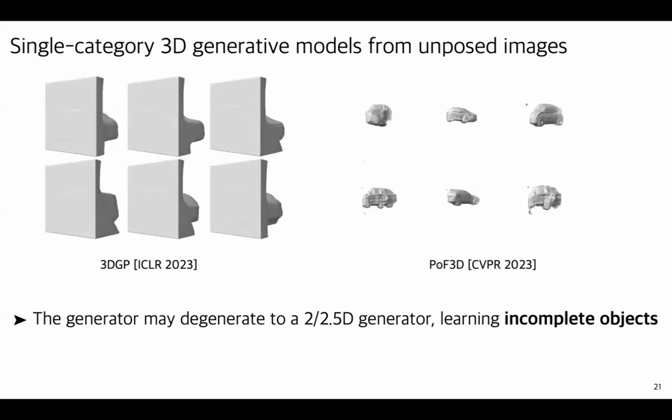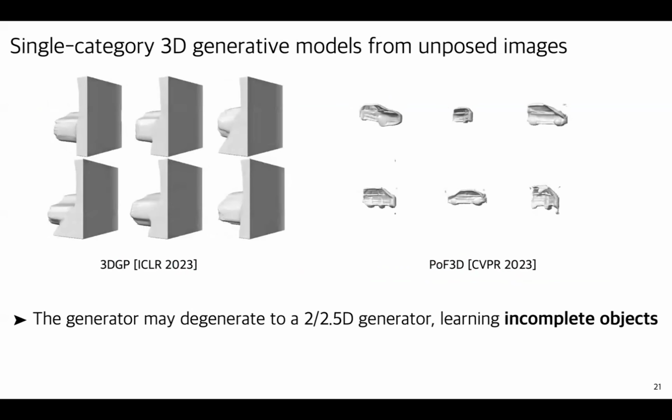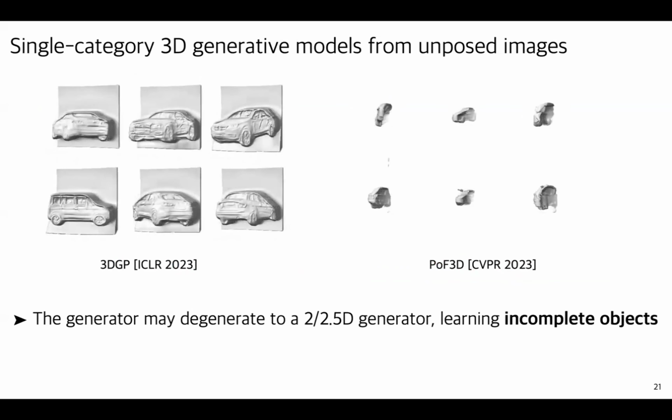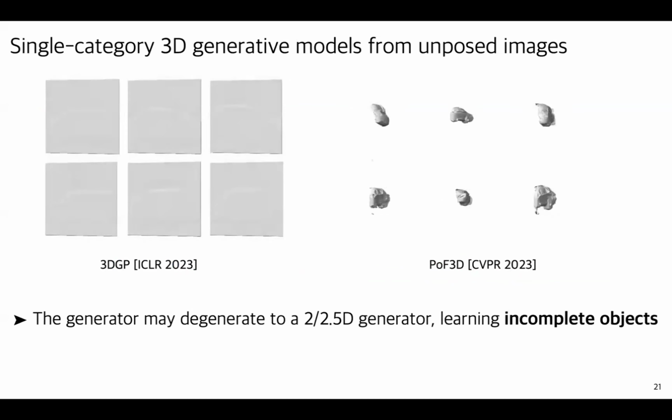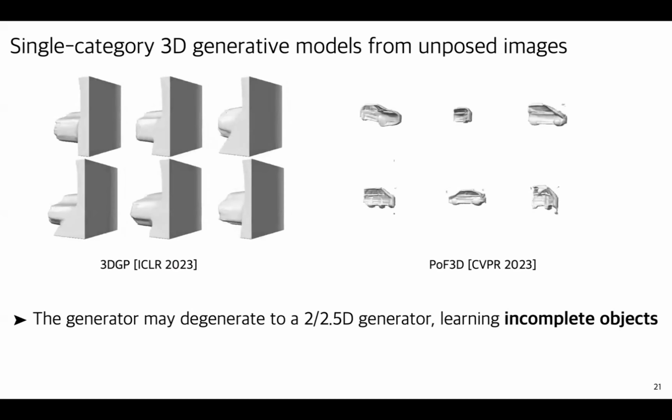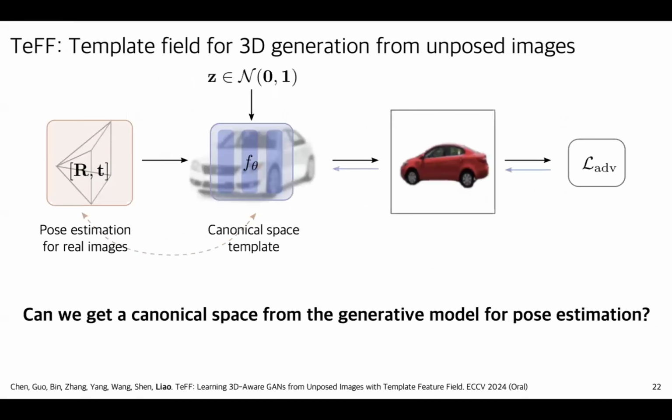And in that case, if we simply learn this joint distribution, then what you obtain would be something degenerated to 2D or 2.5D, because you're not able to correctly recover the real 3D camera pose distribution. And our key idea in this work, TAF, is that we can actually get a canonical space from the generative model itself. And then with this canonical model, we develop a pose solver to estimate the pose of each real image.